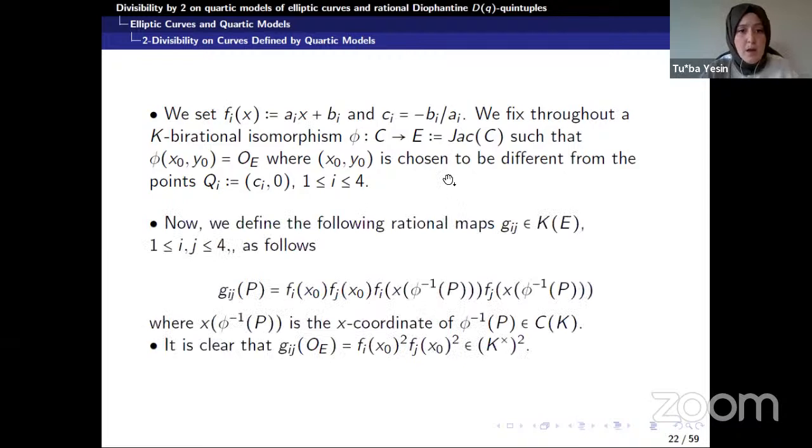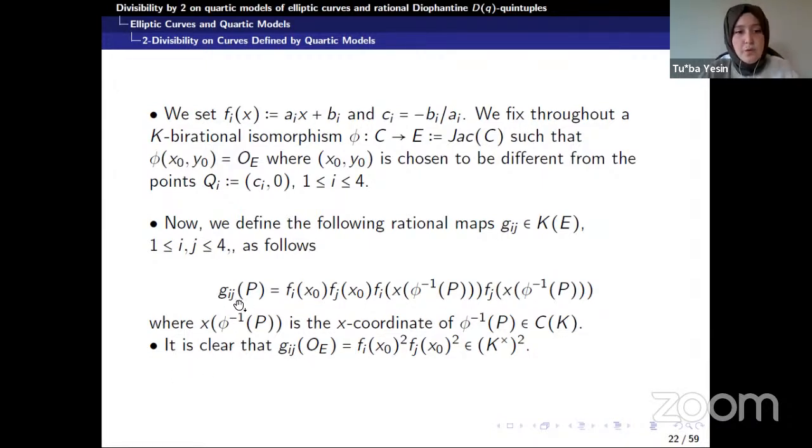Okay. And now we can define the following rational maps Gij on E for all i, j from 1 to 4. What is this? Gij, if you put P on this map, gives us Fi(x0), Fj(x0), and Fi(x) coordinate of the preimage of P, and the same for j. As we see here, actually Fi(x0), Fj(x0) will be fixed. So this will always be here because x0, y0 is the fixed point. We will just consider these products.